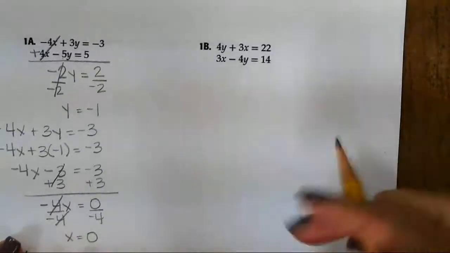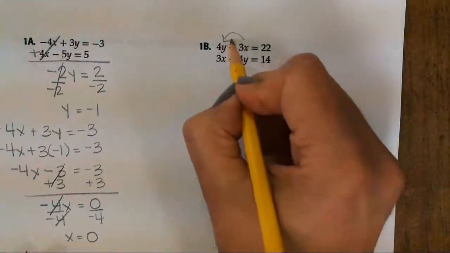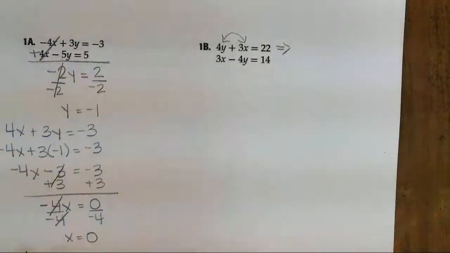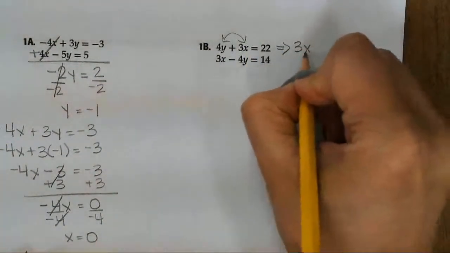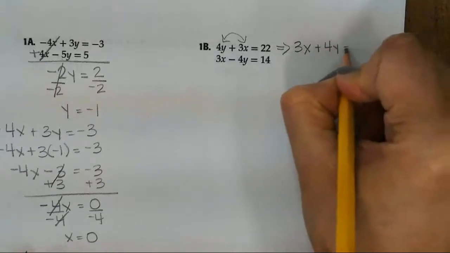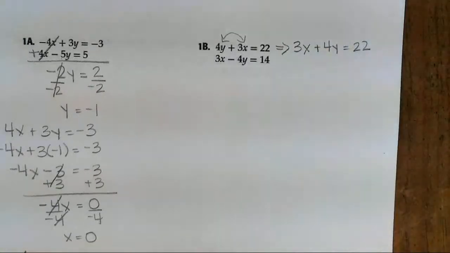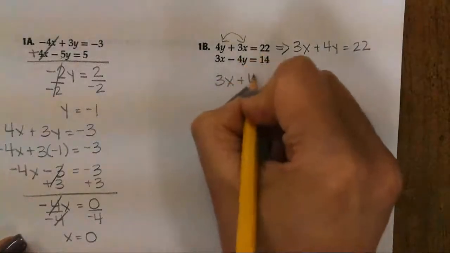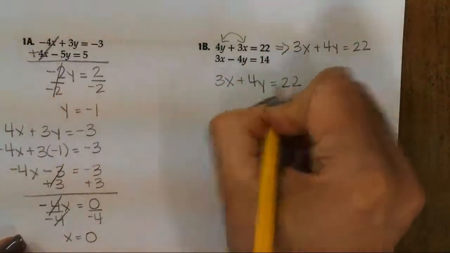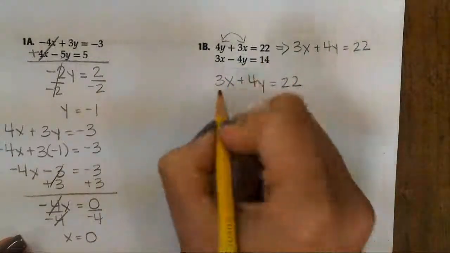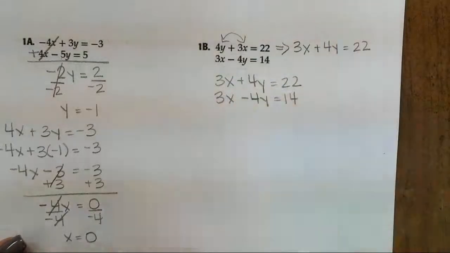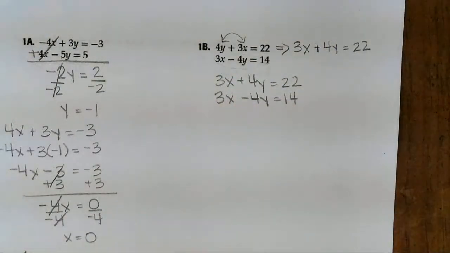So now here, I'm going to go ahead and rewrite these. Okay, so if I rewrite this, I have a positive 3x and a positive 4y equals 22. Okay, so I'm going to rewrite them so that they're one over the other. So 3x plus 4y equals 22. And then I'm going to write this bottom one now. So 3x minus 4y equals 14. Now you can see that your y's are the ones that are going to cancel out if you add them.